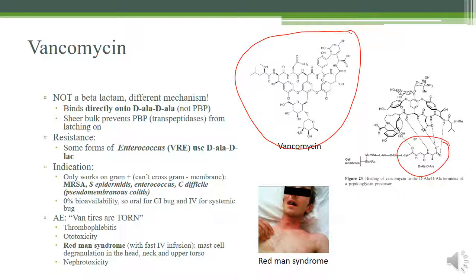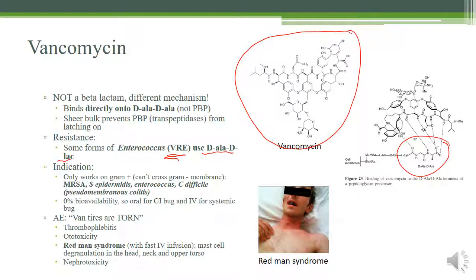And the only real resistance to it is found in enterococci. We call these vancomycin-resistant enterococci. And the only way you can develop resistance towards vancomycin is to not have the D-ala-D-ala linkage, because that's what it binds to. Some bacteria in the Enterococcus species have a D-ala-D-lac linkage, and this is often asked in Step 1 or NBME style questions, because they want you to know that the only way you can develop resistance to vanc is to have a D-ala-D-lac linkage.